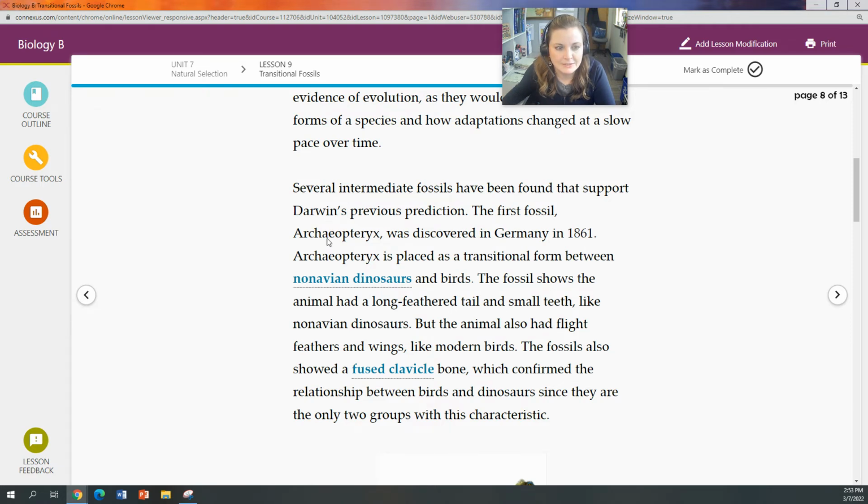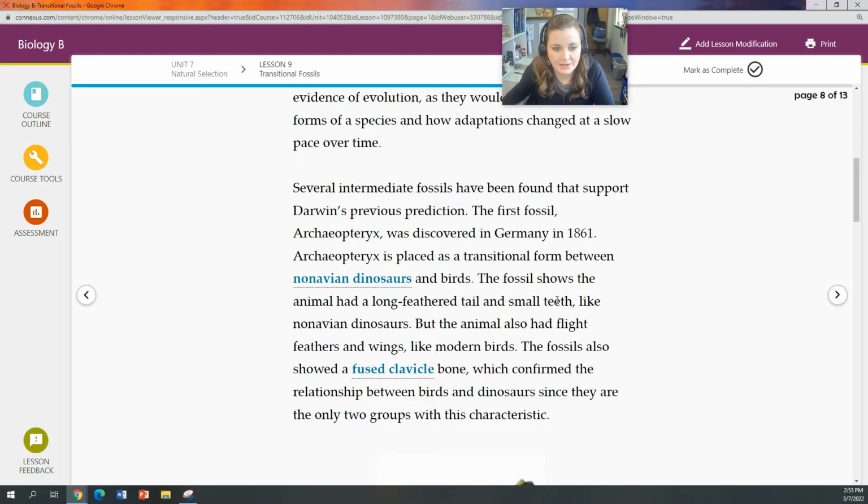Many other intermediate fossils have been found that support Darwin's prediction. The first fossil, Archaeopteryx, was discovered in Germany in 1861. Archaeopteryx is a transitional form between non-avian dinosaurs and birds. By theory, birds are actually the descendants of this specific type of dinosaur. The dinosaurs didn't actually completely go extinct; some of their descendants were in fact the ancestors of modern day birds. And so Archaeopteryx is one of these transitional fossils.